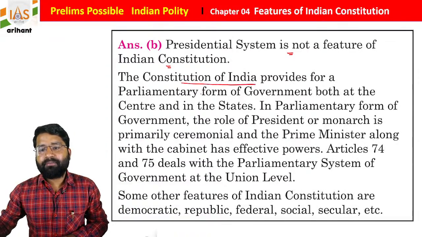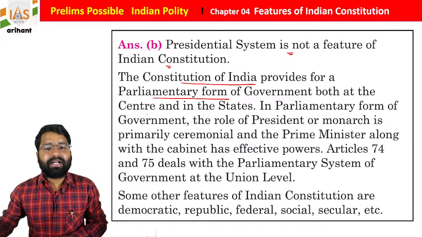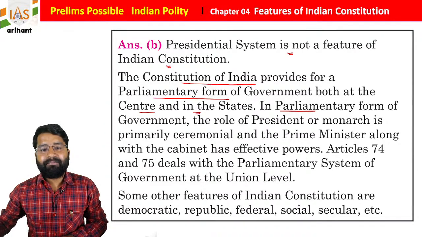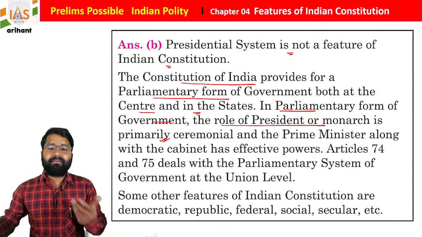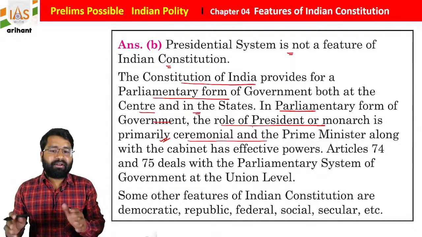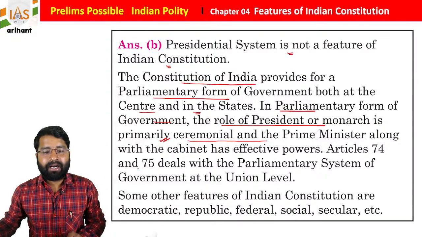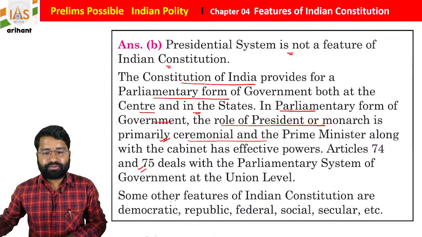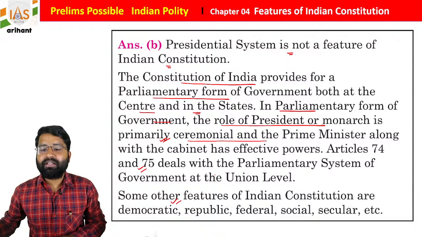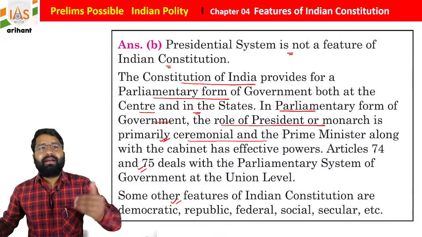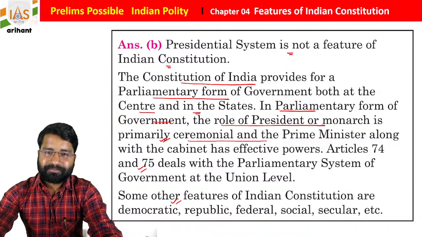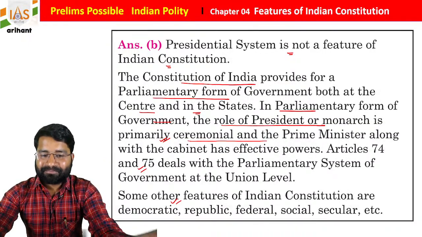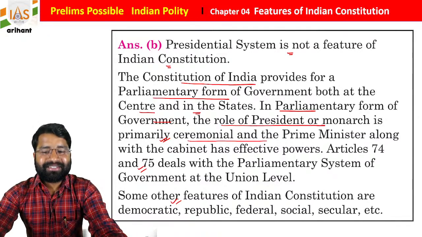The Constitution of India provides for the parliamentary form of government both at the center and in the state, students. In the parliamentary form of government, the role of the president or monarch is primarily ceremonial, and the prime minister along with the cabinet has effective power. Article 74 deals with the parliamentary form of government at the union level, students. Some other features of the Indian Constitution: democratic, republic, federal, social, secular. And we have different types of concepts also, basically about the socialist, secular form of government.